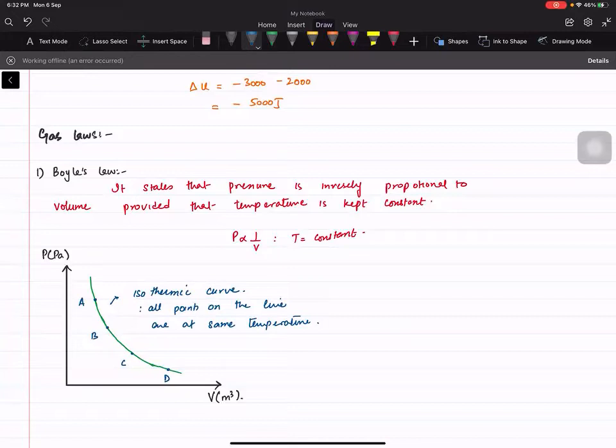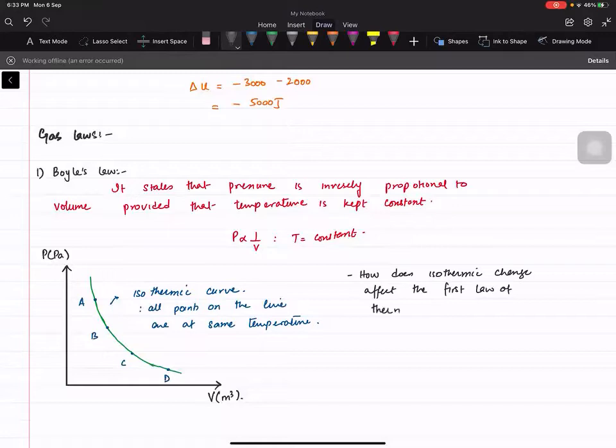Now, my question is how would this change affect the law of thermodynamics? Okay, so let's write here: how does isothermic change affect the first law of thermodynamics? And you should be able to do this yourself, okay? Now remember, this is very important.